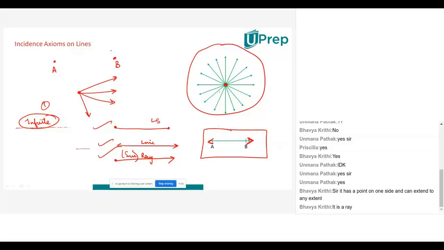Yeah, Bhavya, I guess your message is right. One point that is on one side and it can extend indefinitely. That is the ray. Yes, you are right. Whenever you use the word ray, think about the sun. There is one source of light. The rays go in different directions indefinitely, as simple as that. Now guys, coming back to this, if I have 2 points, there is only one line that can pass through these 2 points, even if I extend it on either side. Very clear? Any doubts over here, guys?